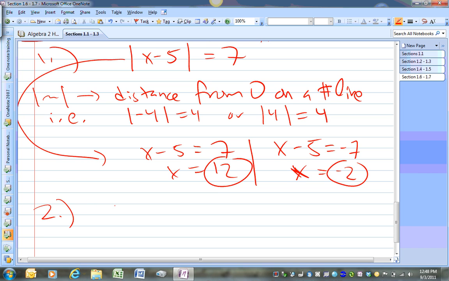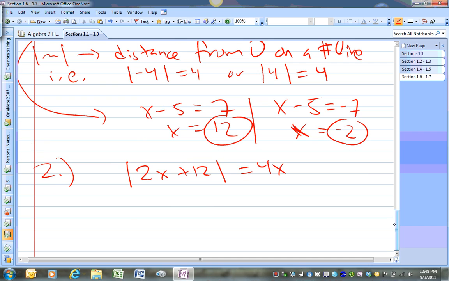Let's step this up now. Let's say we do the absolute value of 2x plus 12 equals 4x. Now this is a little bit harder to visualize because x minus 5 has to equal 7 or negative 7, and you want to be 7 away from 5 on the number line. A little tougher here.